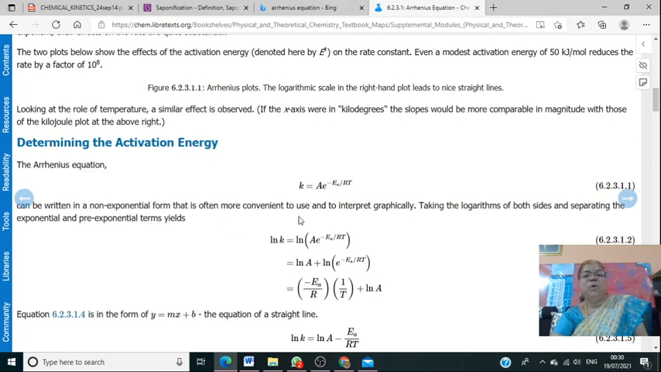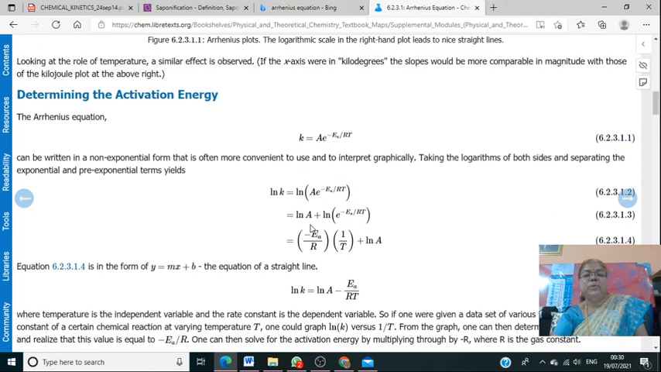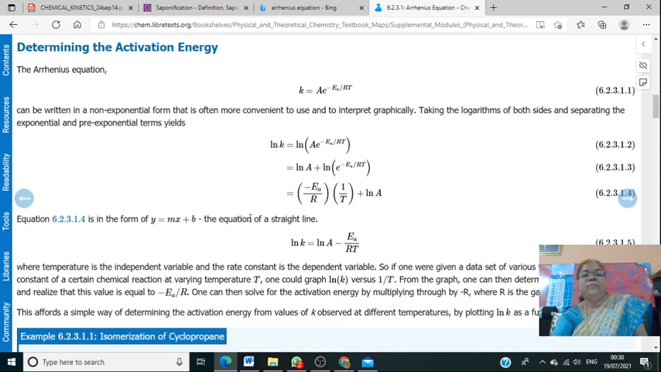So the exponential form of this equation can be interpreted with the help of a graph. Taking the logarithm of both sides, we can write ln k, that is natural log to the base e, ln k equal to ln of A into e raised to minus EA by RT, equal to ln A plus ln e raised to minus EA by RT, which is equal to minus EA by R into 1 by T plus ln A. And if we equate this with the equation of a straight line, then we can write ln k equal to ln A minus EA by RT.